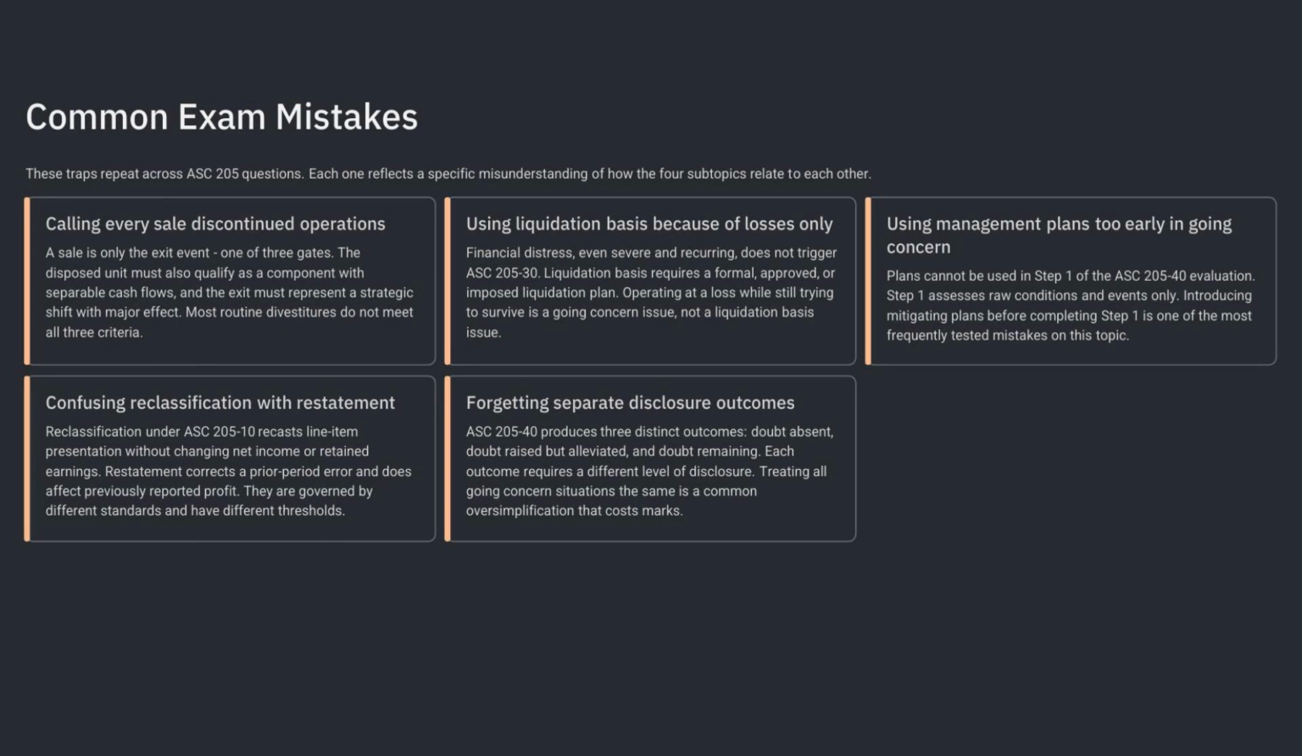Let us consolidate the common exam mistakes. First, calling every sale a discontinued operation. Remember, a sale is only one gate. Second, using liquidation basis because of losses alone. Losses may be severe, but liquidation basis needs its own trigger. Third, using management plans too early in going concern analysis. Step 1 comes before plans. Fourth, confusing reclassification with restatement. Fifth, forgetting that disclosure follows the conclusion. These mistakes repeat because students jump to labels too quickly. Slow down, identify the subtopic, then apply the correct framework.